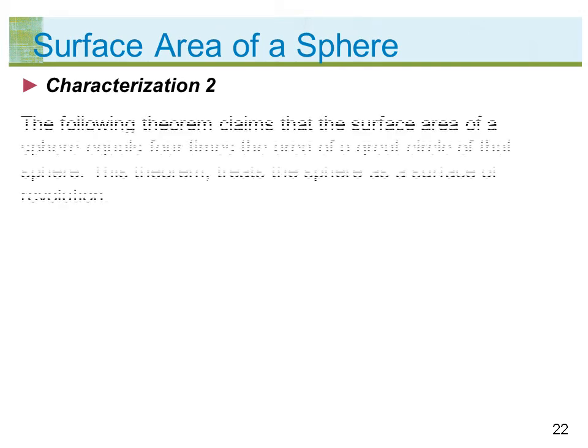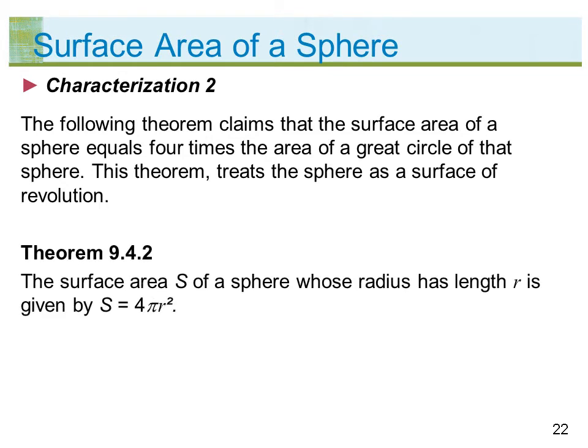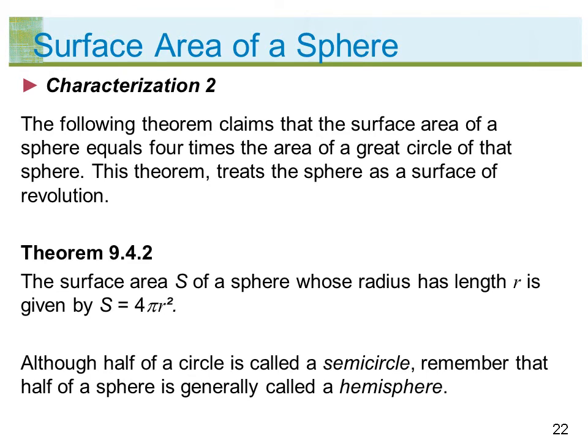Characterization number 2. The following theorem claims that the surface area of a sphere equals 4 times the area of a great circle of that sphere. This theorem treats the sphere as a surface of revolution. Theorem 9.4.2. The surface area, capital S, of a sphere whose radius has length r is given by capital S equals 4 pi r squared. Although half of a circle is called a semicircle, remember that half of a sphere is generally called a hemisphere.